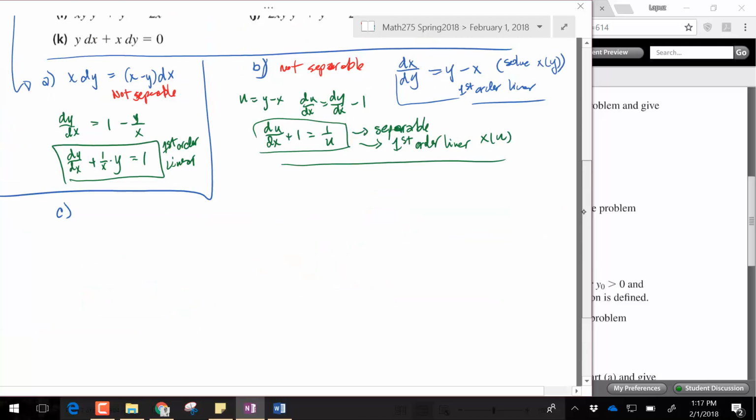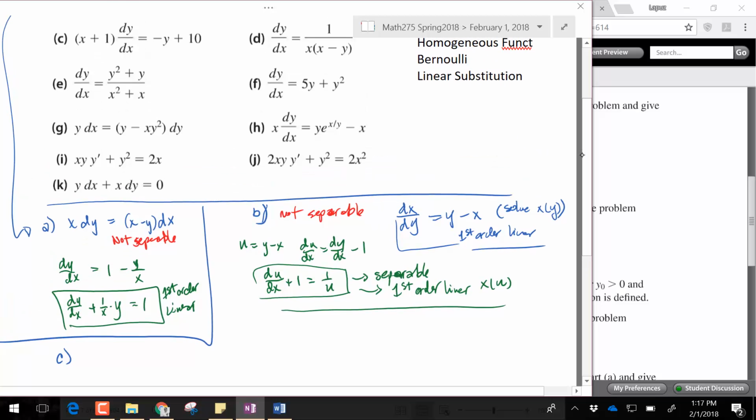C looks like it's separable. You can separate it. It'll be dy over negative y plus 10 is equal to dx over x plus 1. So it looks like it'd be separable. Can it be something else too? It might be.